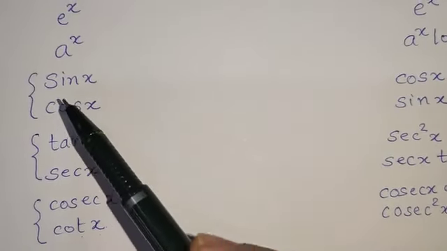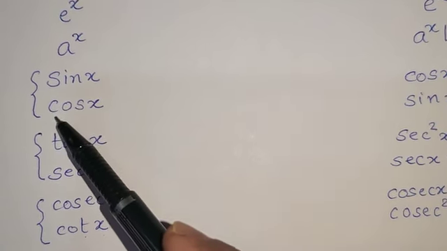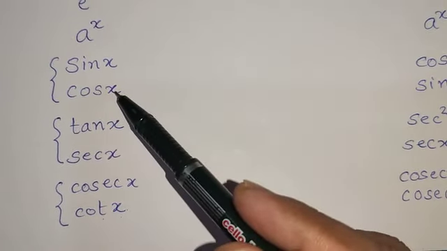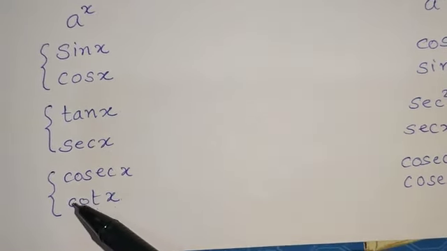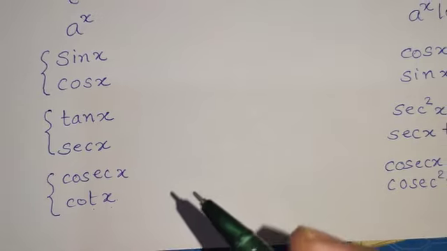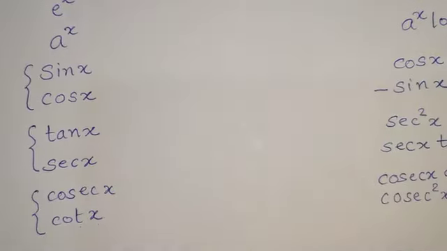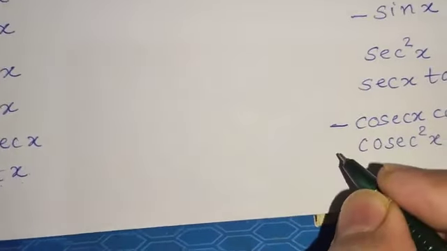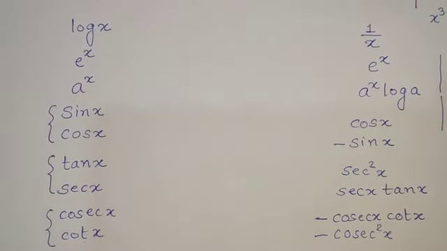Now among these trigonometric functions, you will find cos x starting from c. Again starting from c are cosec x and cot x. So these three, cos x, cosec x, cot x, start with the alphabet c. So their derivatives come with a negative sign. The derivative of cos x is minus sin x. The derivative of cosec x will be minus cosec x cot x. And the derivative of cot x will be minus cosec square x. So these are the easiest ways to remember these formulas.